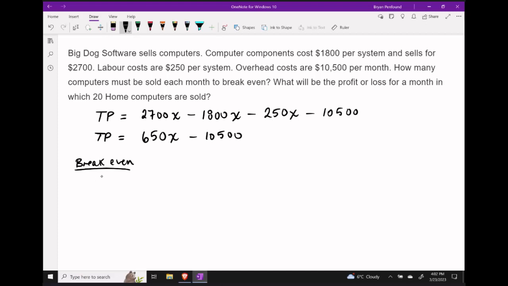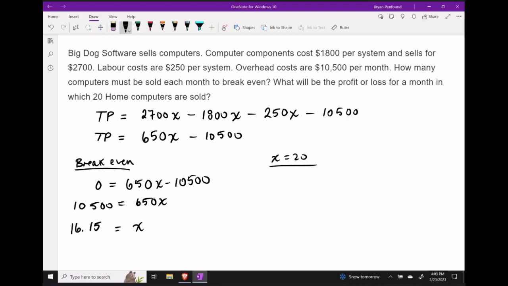Now we can calculate our break-even production level. Let's set our total profit function equal to 0, and then try to isolate X. We're first going to bring our fixed costs over to the left-hand side by adding. And then to solve for X, we can divide both sides by 650. Here we see that X is equal to about 16.15. So in order to break even, we're going to need to sell about 16 or 17 computers.